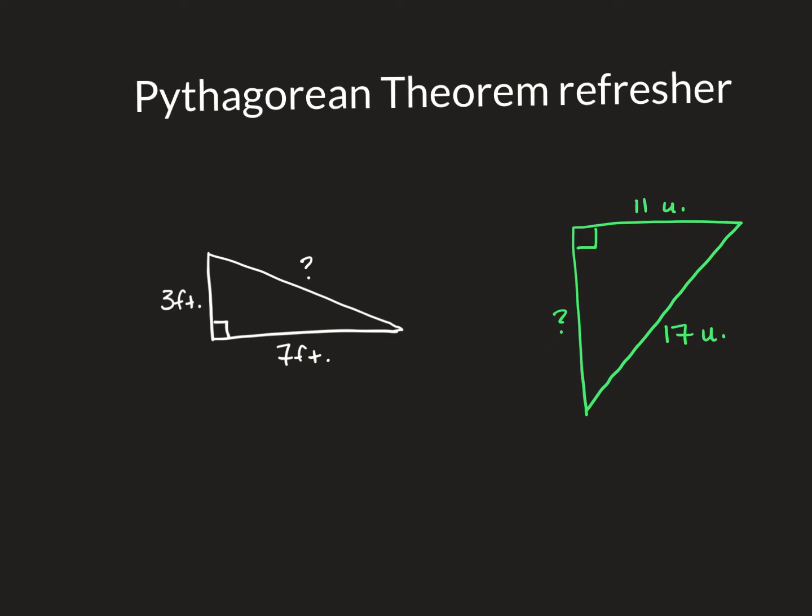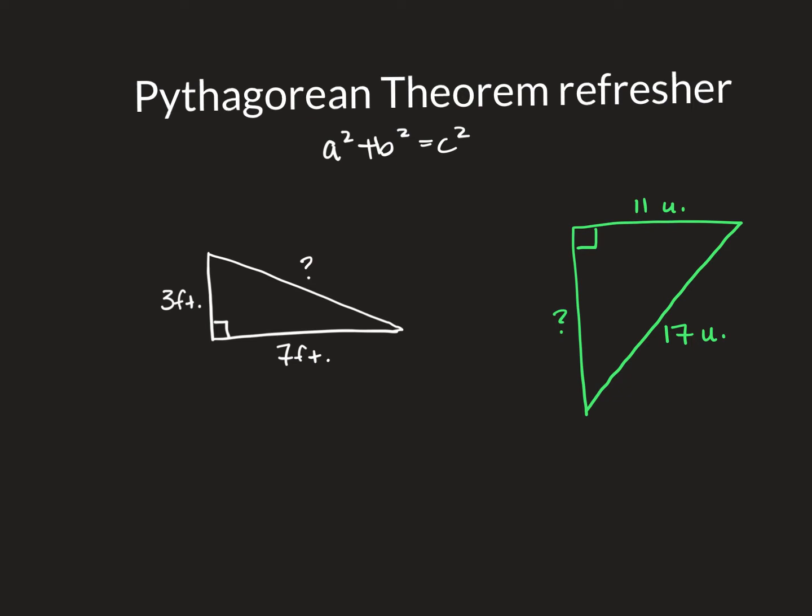Okay, Pythagorean theorem refresher. So the Pythagorean theorem says that a squared plus b squared is equal to c squared. And really all that means is that if you have a right triangle, the square coming off of this side plus the square coming off of this side would be equal to the square coming off of this side. Mathematically, what that looks like is right here, I'm looking for this missing side.